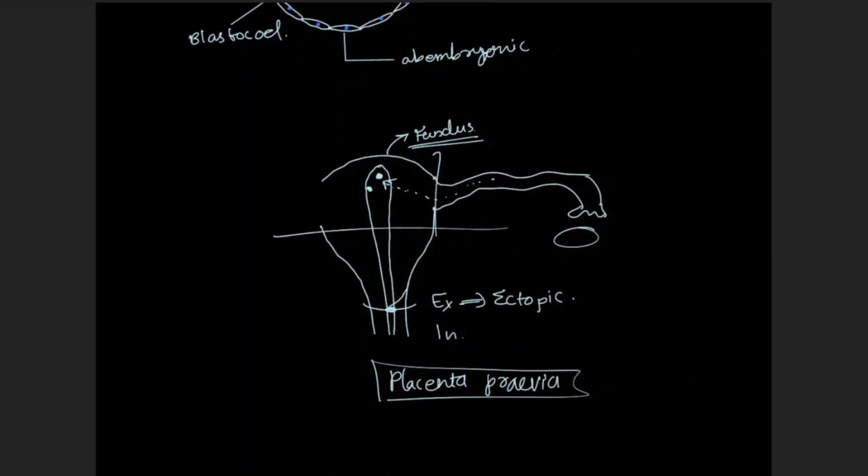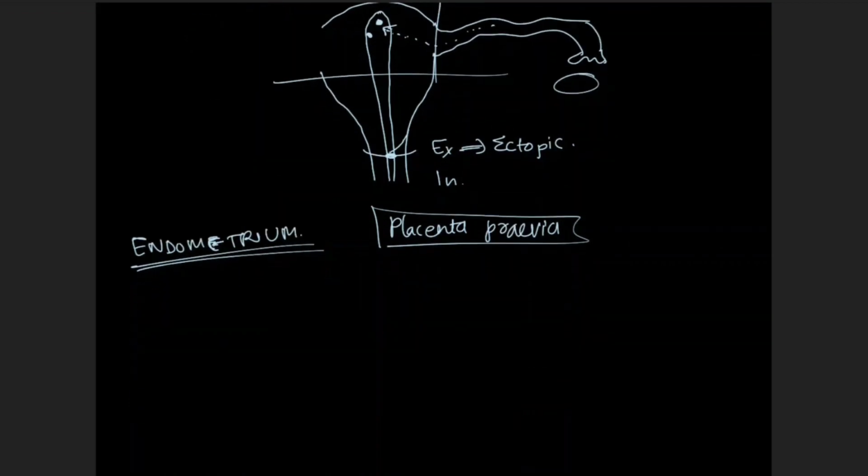Okay, so let me ask you guys one thing. What we call the inner lining of the uterus is called the endometrium, right? We all know that, endometrium. But at the time of implantation or during pregnancy, the endometrium is called another name. It is called the deciduum.